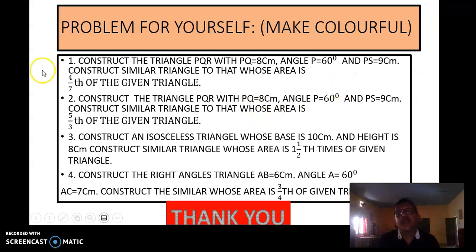So now problems for yourself. Make it colorful. Construct a triangle PQR with PQ 8 cm, angle 60 degree and PR 9 cm. Construct a similar triangle whose area is 4/7 of the given triangle. These are as I already showed. If you have any doubts, consult me. Here there is a small change to construct an isosceles triangle. I think last year we learned how to construct an isosceles triangle. So you are clear, I think. If you have any doubt, consult me.